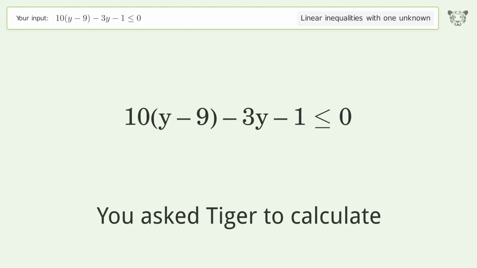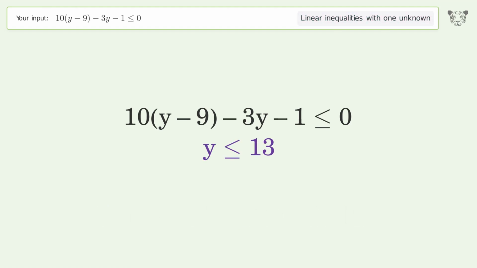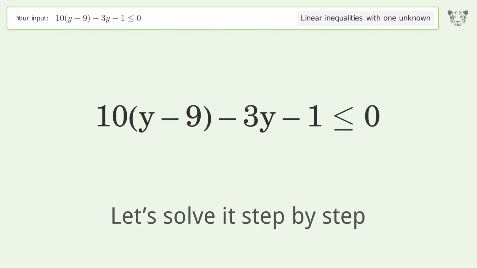You ask Tiger to calculate. This deals with linear inequalities with one unknown. The final result is y equal or smaller than 13. Let's solve it step by step.